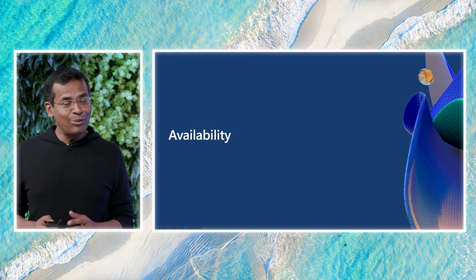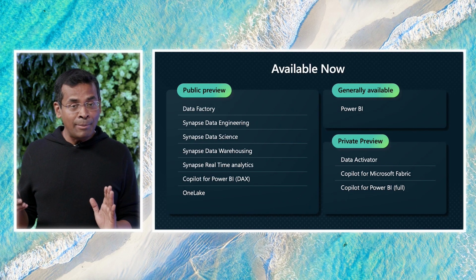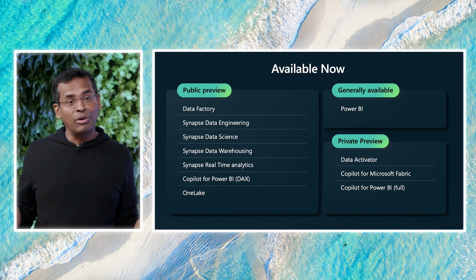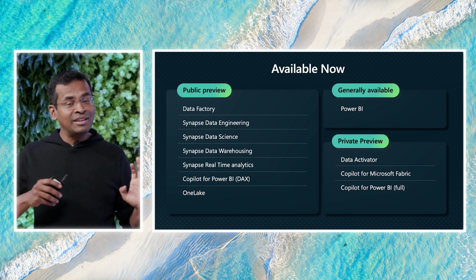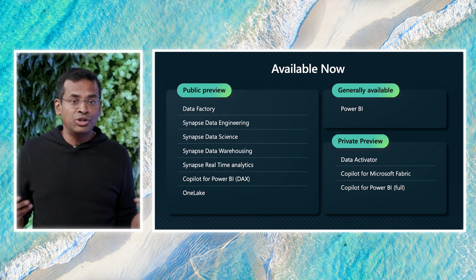I know that everybody wants to know when it's available. Here's exactly what's going on. With the launch of Fabric, remember Power BI is still a part of Fabric. Power BI continues to be generally available, so there's no change to Power BI. Pretty much all the Power BI tenants get upgraded into Fabric, and Power BI continues to be GA.